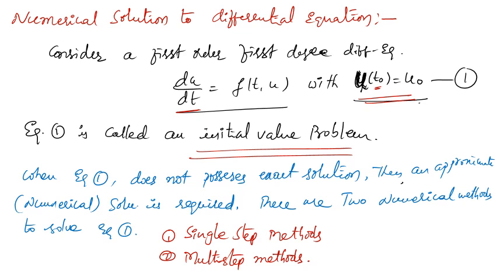Whenever the differential equation does not possess an exact solution, we require an approximate solution. To find that solution, two numerical methods were developed: single step methods and multi-step methods. Let us see what these methods are.